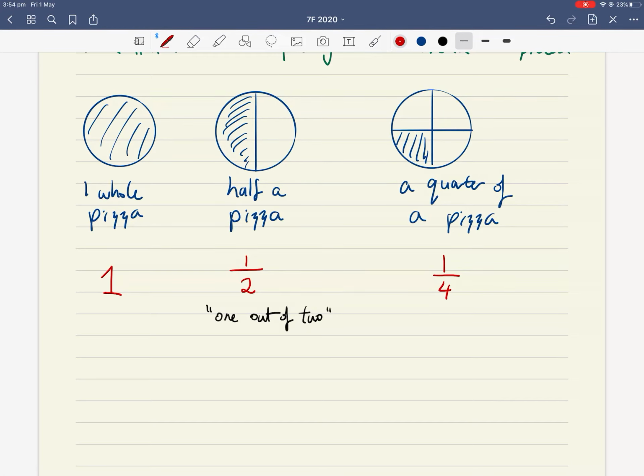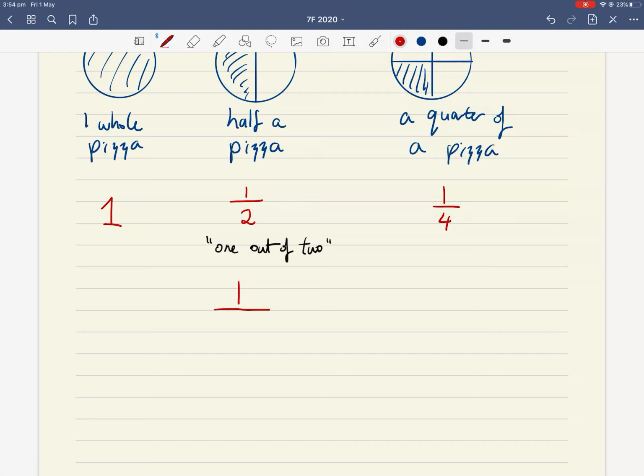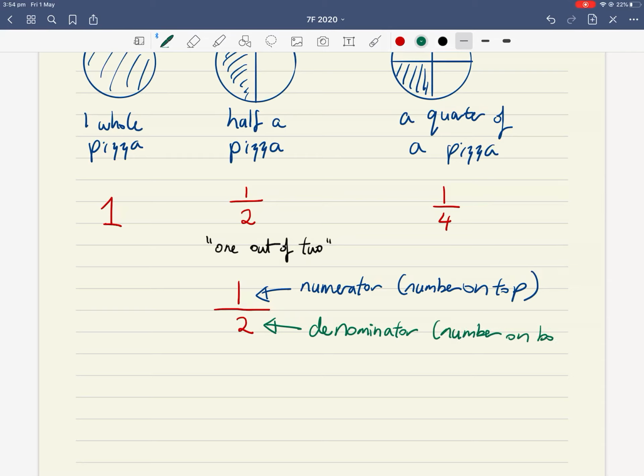So this number, which we write 1 horizontal line 2, is a fraction. The number on top is called a numerator. So that's the number on top. Whereas this number on the bottom is called a denominator. So that's the number on the bottom. And then this horizontal line in the middle, splitting the top and the bottom, is called a vinculum. So it's a horizontal line across.